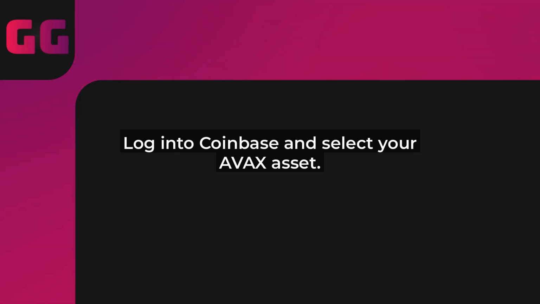Step 1. Log into your Coinbase account on the web or mobile app. Head over to the Assets tab and find Avalanche, AVAX, in your portfolio. It's usually listed under your holdings. Click on it to select.